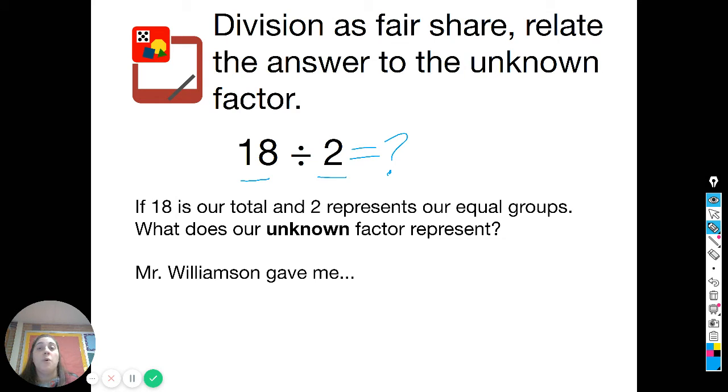But we did figure out that once we took the 18 markers and broke them into 2 groups, we ended up with 9 markers per group. And we said that that unknown factor, because we didn't know it, represents the size of our group. Okay? The size of the group is how many are in each group, and there are 9 markers in each group. So Mr. Williamson gave me 9 markers.